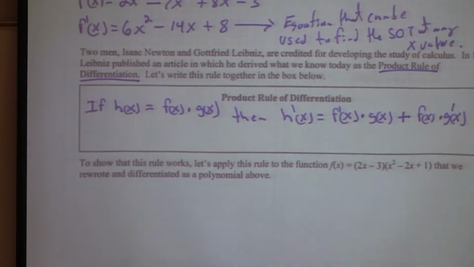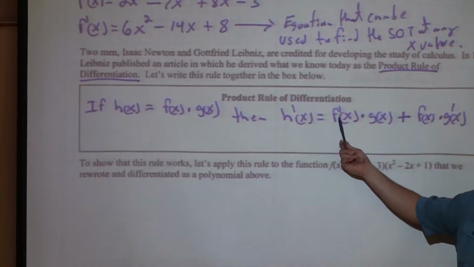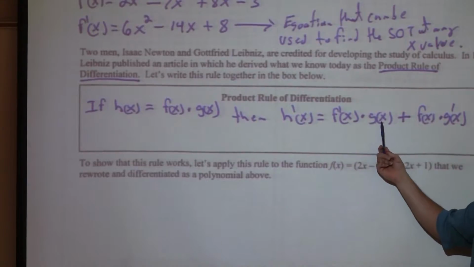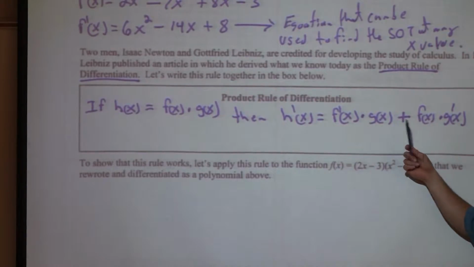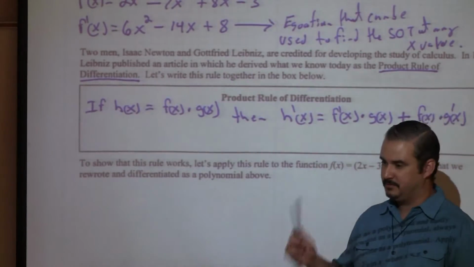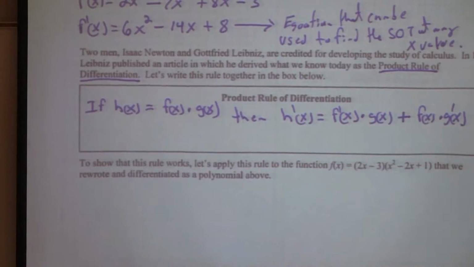Okay? So let's say it together, right? What does it say? Derivative of the first times the second, plus the first times the derivative of the second. Alright, so say it again. Derivative of the first times the second plus the first times the derivative of the second. Alright, you have to memorize it, okay?